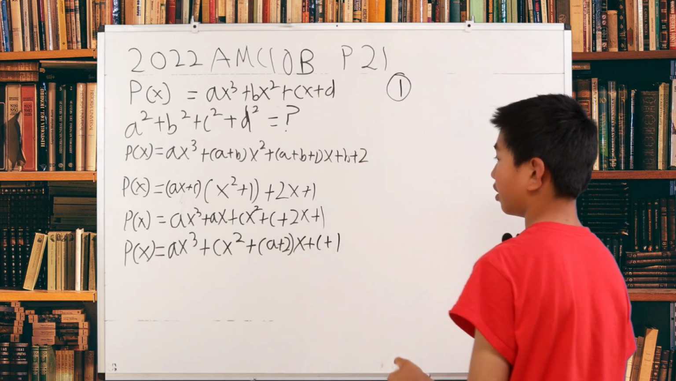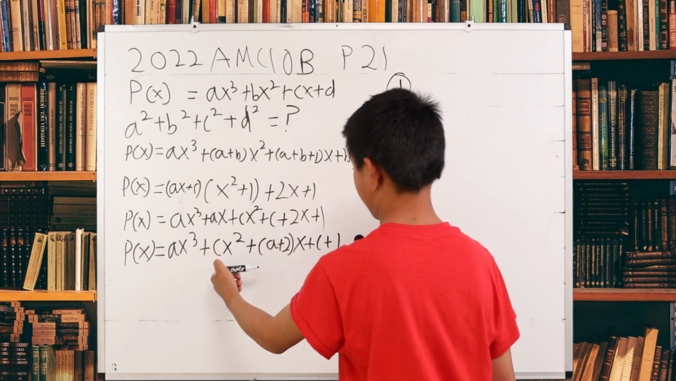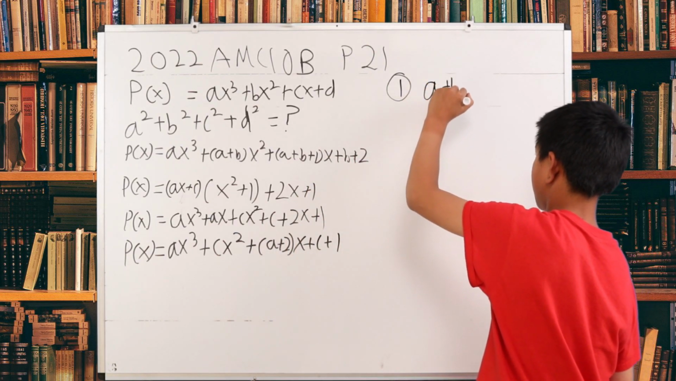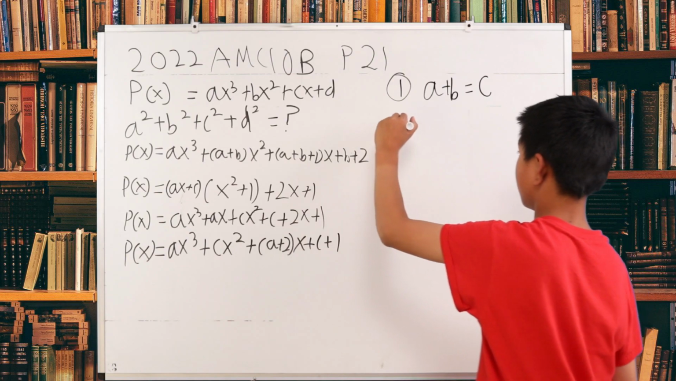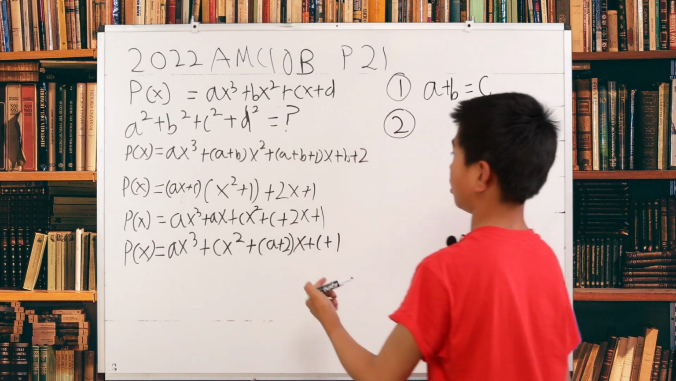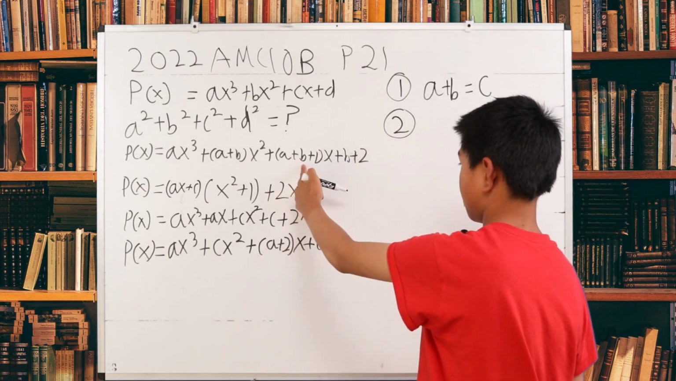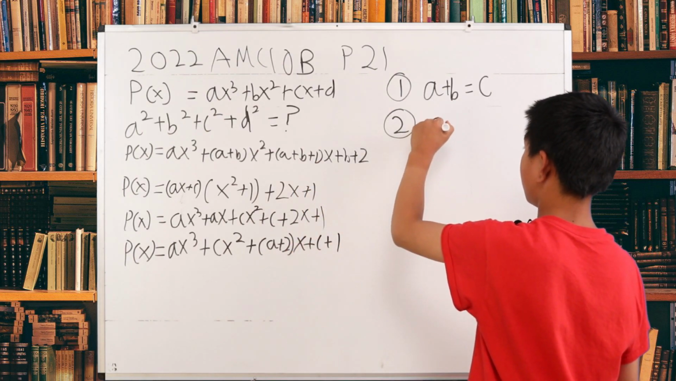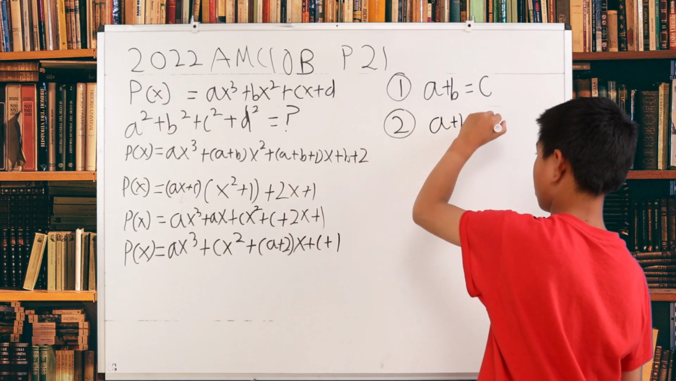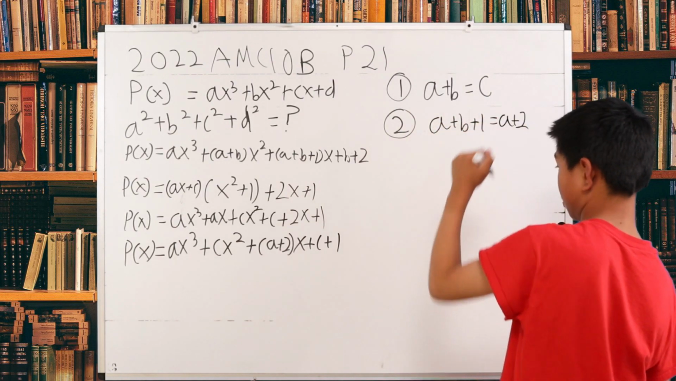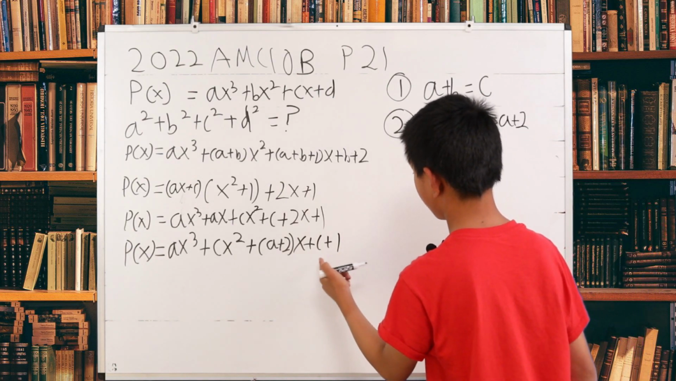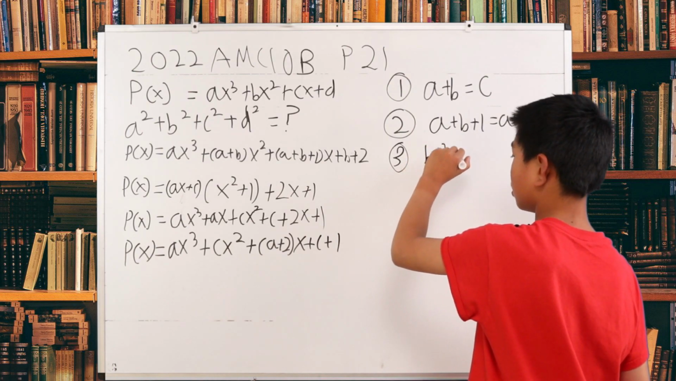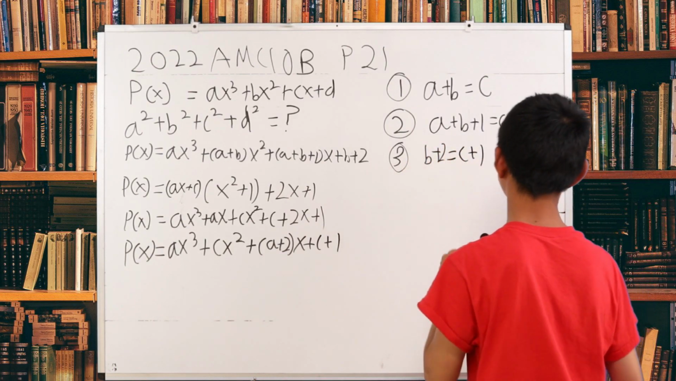The first one: a plus b is c. Our second formula, dealing with the x terms: a plus b plus 1 is a plus 2. And our third one is these last terms: b plus 2 is equal to c plus 1.